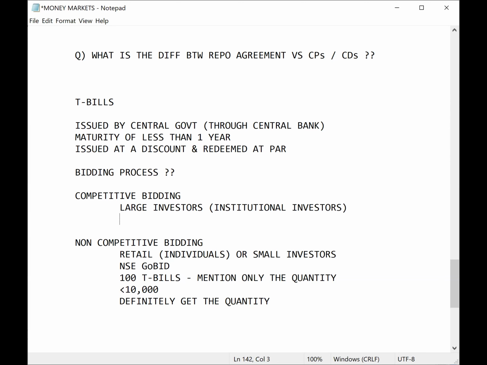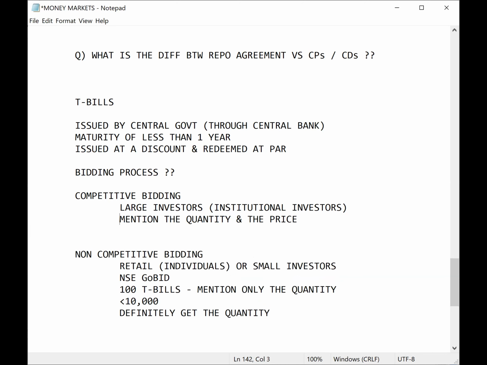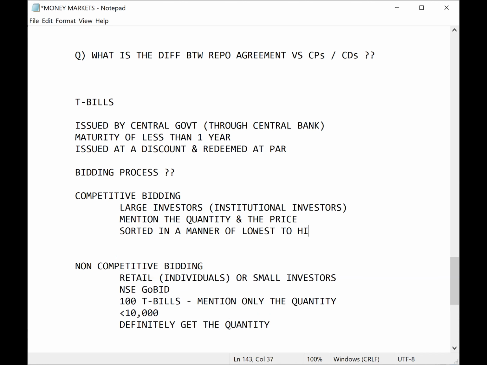But let's suppose somebody wants to buy more than 10,000 T-bills or a lot of T-bills, 2-3 lakh T-bills. An institutional investor will not be interested in 1,000 T-bills, doesn't matter to them, right? So they would be looking at a larger quantity. So institutional investors would go through a competitive bidding process. They would not only mention the quantity, they would also mention the price, what price they want to buy, how much they want to buy. They will mention both.